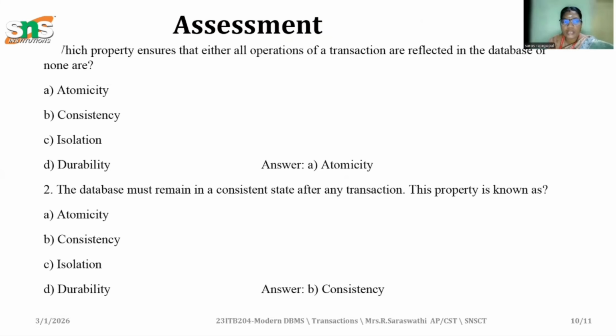Assessment. Which property ensures that either all the operations of a transaction are reflected in the database? The first option is atomicity. Second, the database must remain in a consistent state after any transaction. This property is known as consistency.